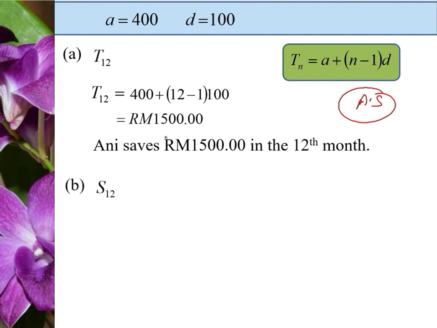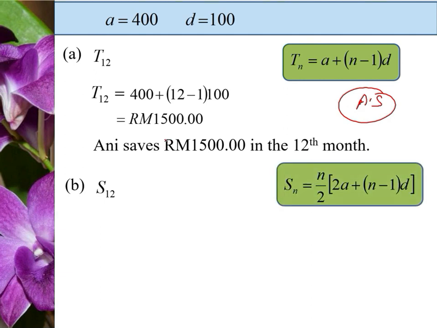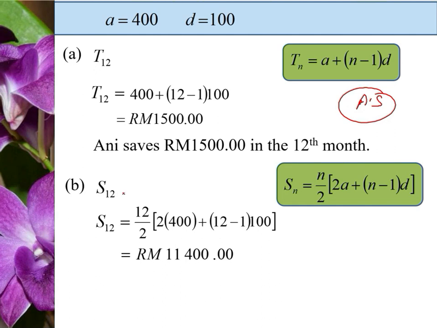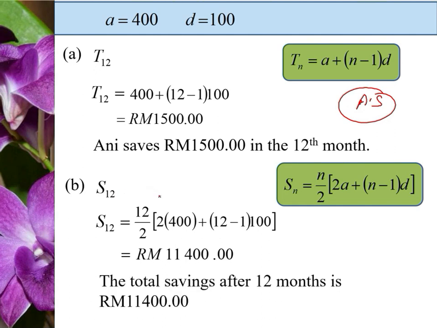Question B. We want to find the sum after she has saved for 12 months. We know the formula for the sum of an arithmetic sequence. And we just substitute the values into the formula, and you get the sum to be 11,400 ringgit. So in conclusion, the total savings after 12 months is 11,400 ringgit.